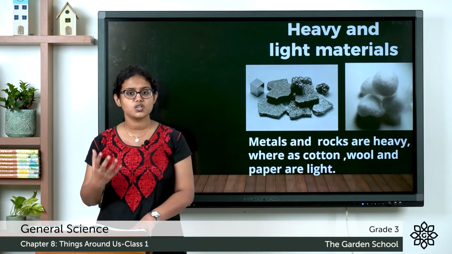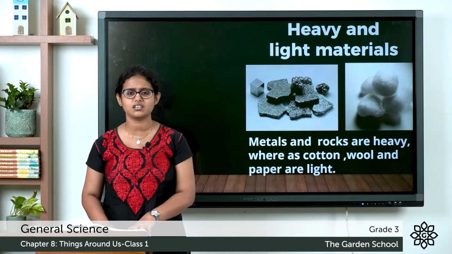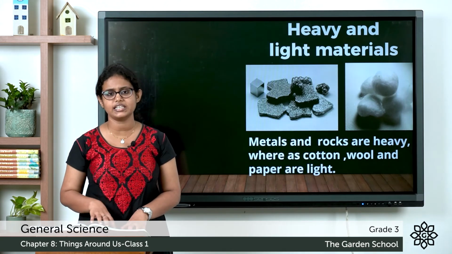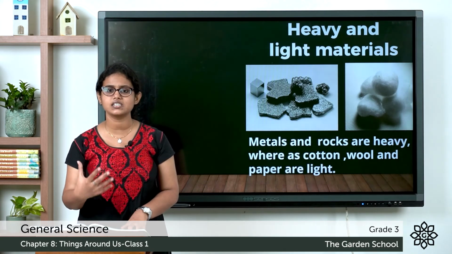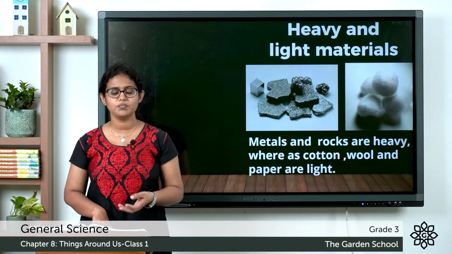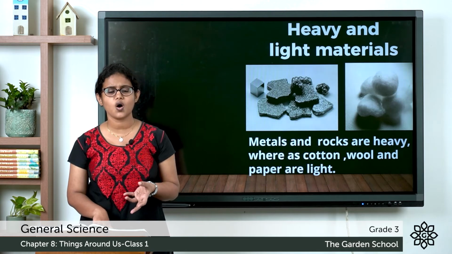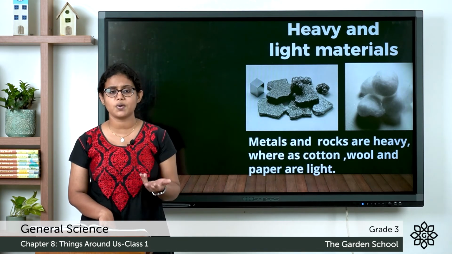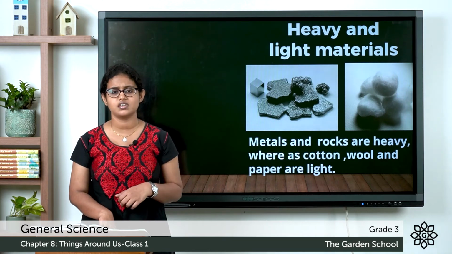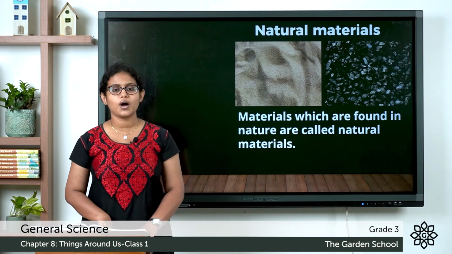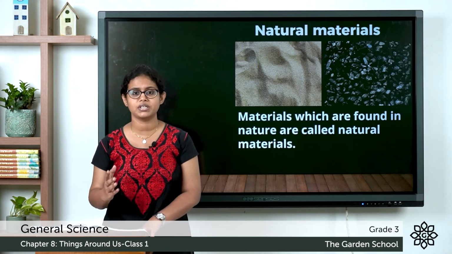Then what about cotton, wool, plastic? All these are light materials. We can easily carry them and they have less weight. Then there are materials like wood, paper, cloth. All these materials burn very easily. Then what about these metals and rocks? They do not burn.